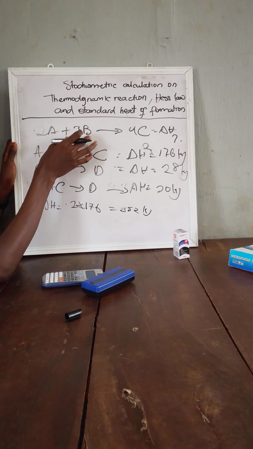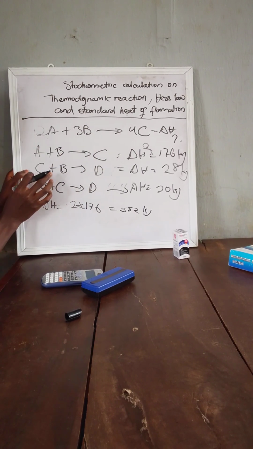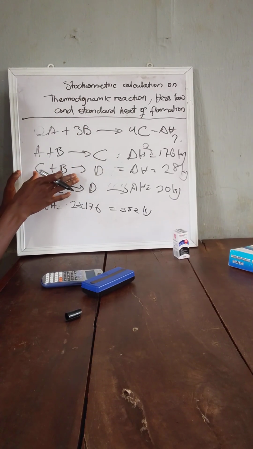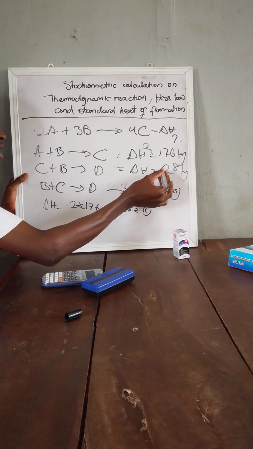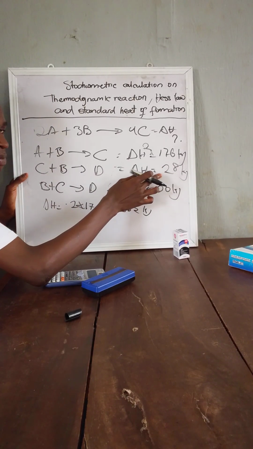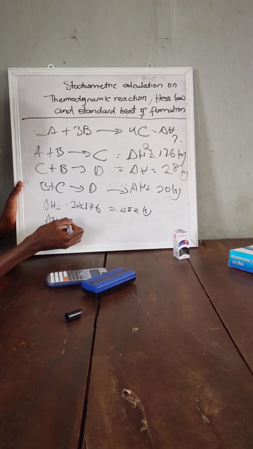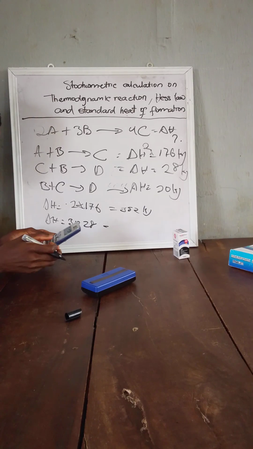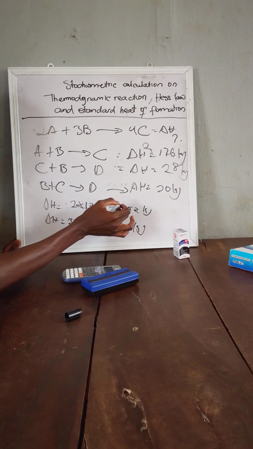I'm not yet done. In another component of the reaction, we have 3B. If you check, my B is at the reactant side here, same as in the control reaction. So I don't need to reverse the equation. But I just have to multiply this particular delta H I'm given by 3. So my delta H will now be equal to 3 times 28, which is 84 kilojoules.